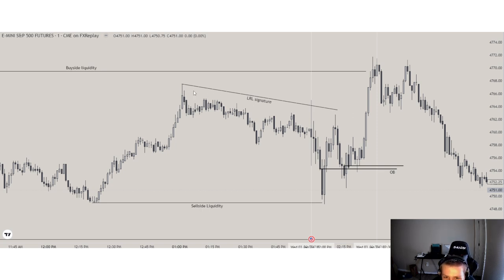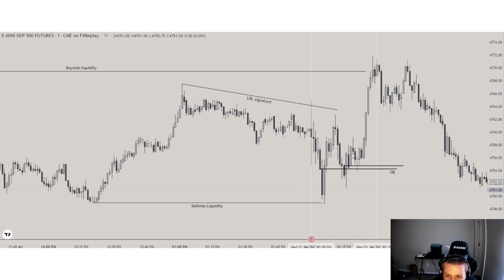So we have low resistance liquidity signatures at these highs here. Right when that news drops, we end up displacing lower into the sell side liquidity. Notice how we barely purchased low on ES, and then we come back up. We have a change in state of delivery. We close above this, and this now becomes our order block. This now gets traded to right here.